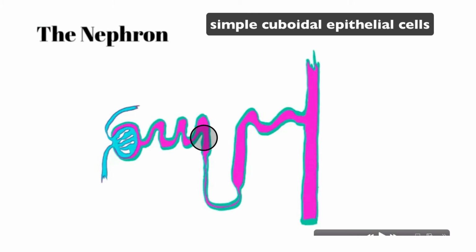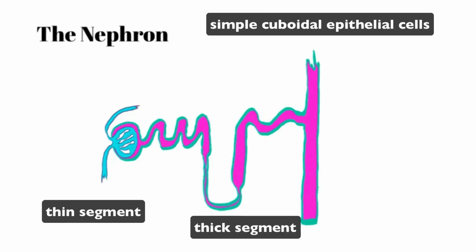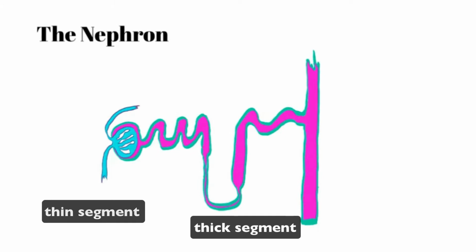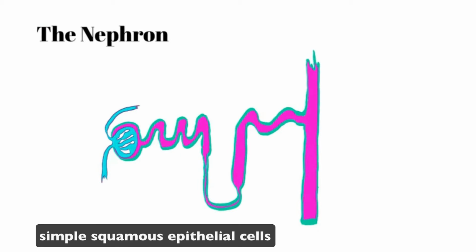As we move down the loop of Henle, the descending portion of the loop of Henle is often referred to as the thin segment, whereas the ascending portion of the loop of Henle is often referred to as the thick segment. And the difference is based on the type of epithelial cells forming the walls or making up the tubule cells. The thin segment of the loop of Henle is formed by simple squamous epithelial cells, whereas the ascending thick segment is formed by simple cuboidal epithelial cells.